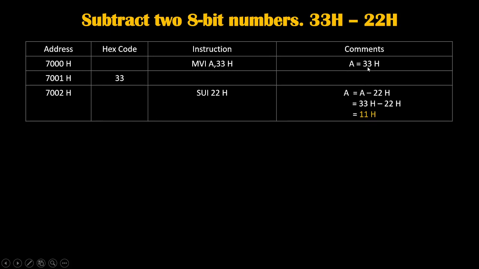And we saw that A was 33H. Therefore, actually 33 minus 22 will happen, and your answer will become 11H. So we have successfully completed subtraction of two numbers, and its answer 11H is by default stored inside the accumulator.